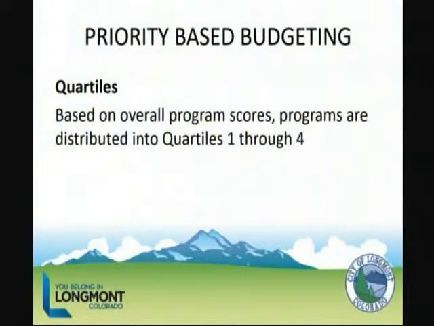So then also, what happens is after these programs are all scored, they are then placed in different quartiles based on their respective scores. Quartiles 1 through 4, quartile 1 being the highest scores, down to 4 being the lowest scores.